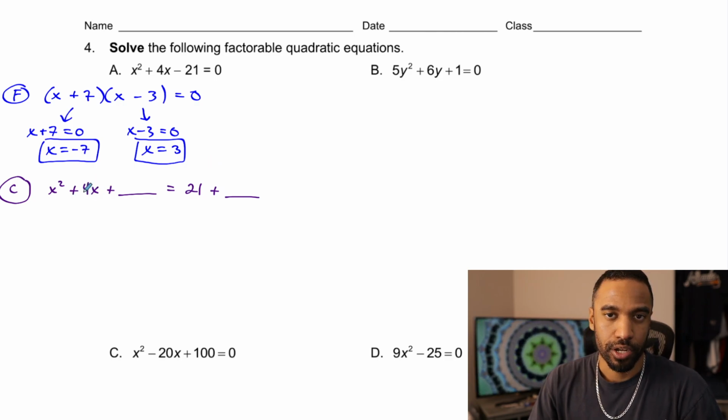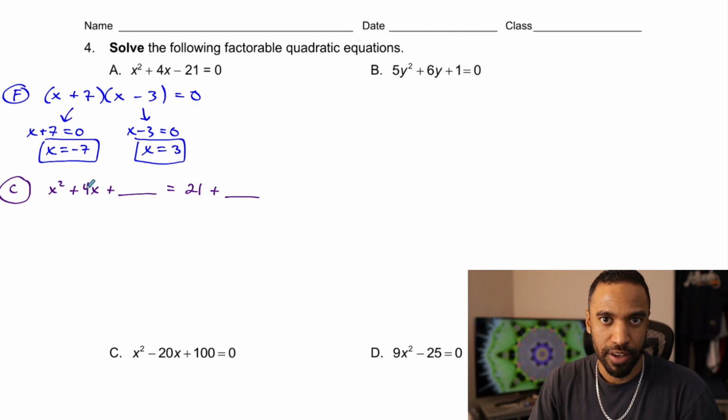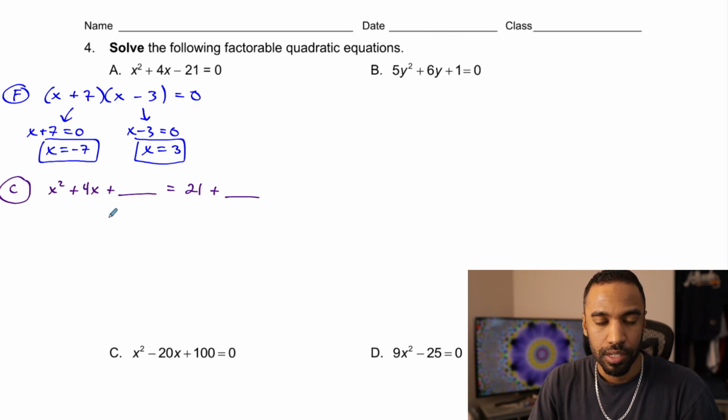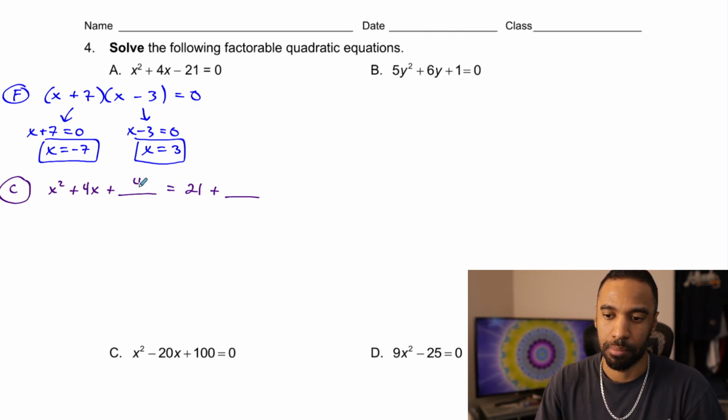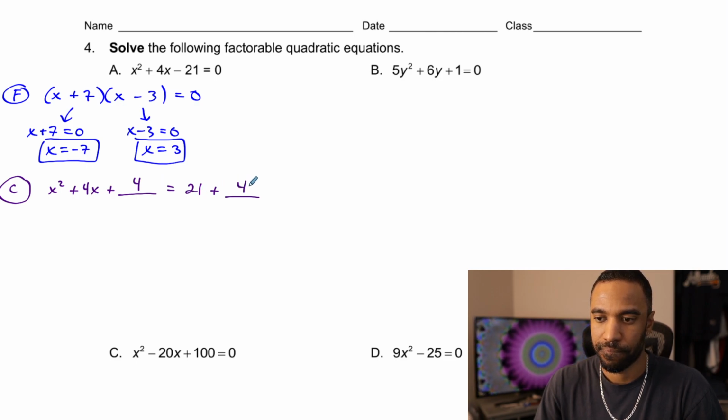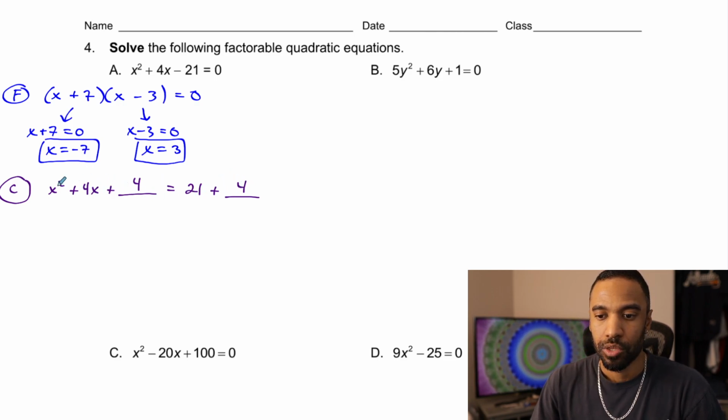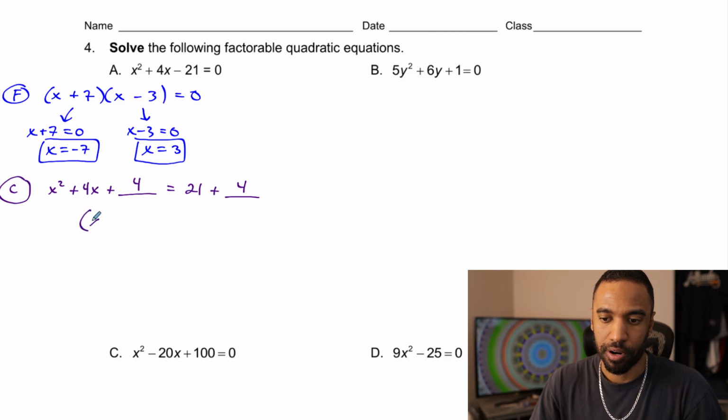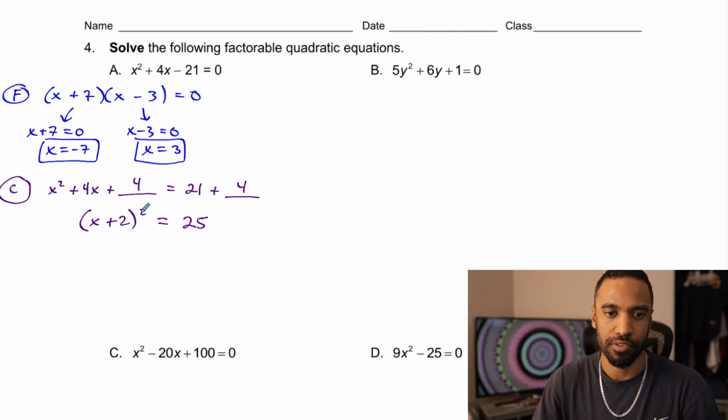I take my 4, my linear coefficient, and divide it by 2. 4 divided by 2 is 2. Square the 2, I get 4. That's the number that completes the square here. So I add 4 and 4. The reason I do that is to factor this down to a perfect squared binomial quantity, that's x plus 2 quantity squared. And 21 plus 4 is 25, because now I can solve using square roots.